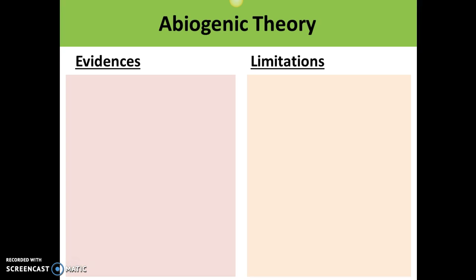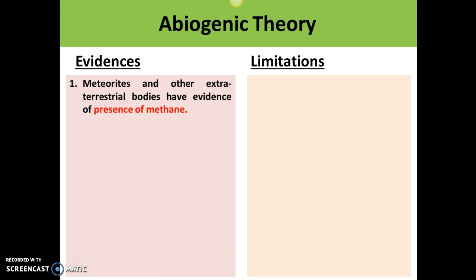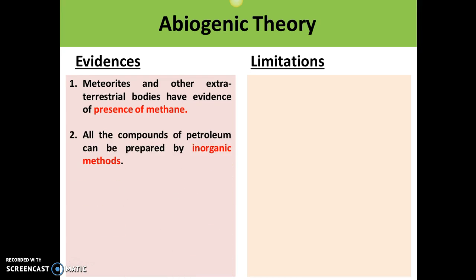Alright, there are 4 evidences to support the evolution of petroleum through the abiogenic process or abiogenic theory. First, scientists claim that the presence of methane in meteoric and other extraterrestrial bodies is evidence that methane ultimately has the same source from the mantle of the earth. Second, all the compounds of petroleum can be prepared and synthesized by inorganic methods.